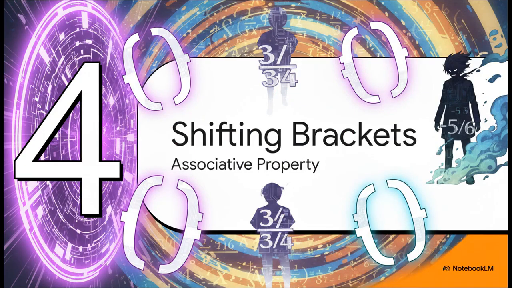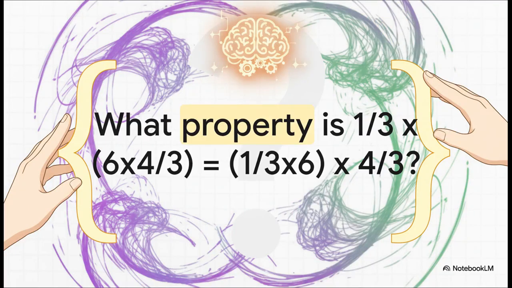All right, leveling up. Section 4, the property of shifting brackets. Look at this equation. 1/3 times open bracket 6 times 4/3 close bracket equals open bracket 1/3 times 6 close bracket times 4/3. Quick side note, that whole number 6 can easily be imagined as the rational number 6 over 1, just so our brains keep it cleanly in the rational format.